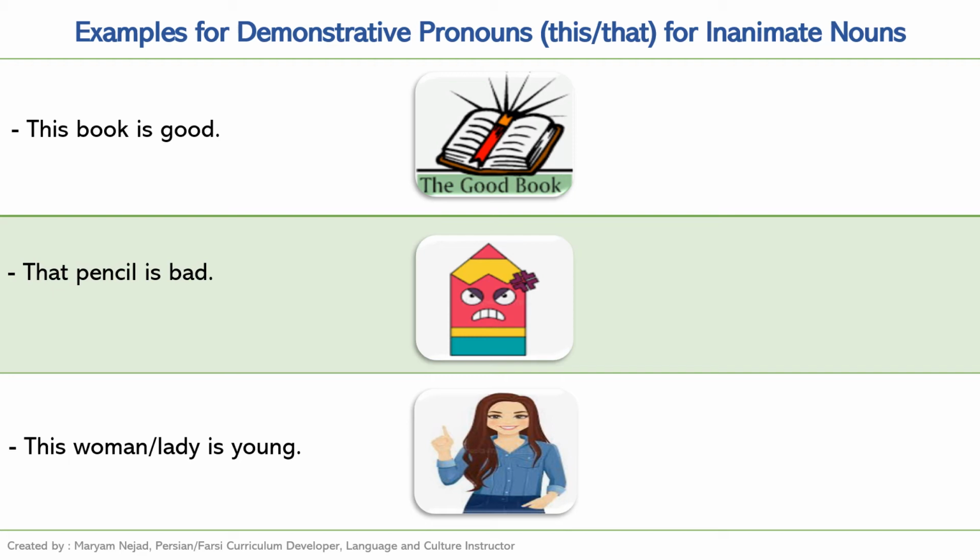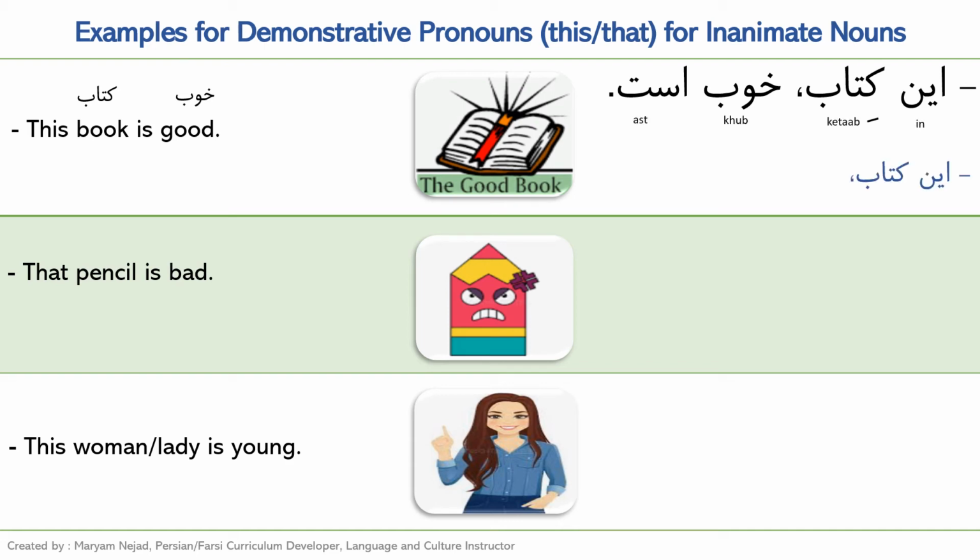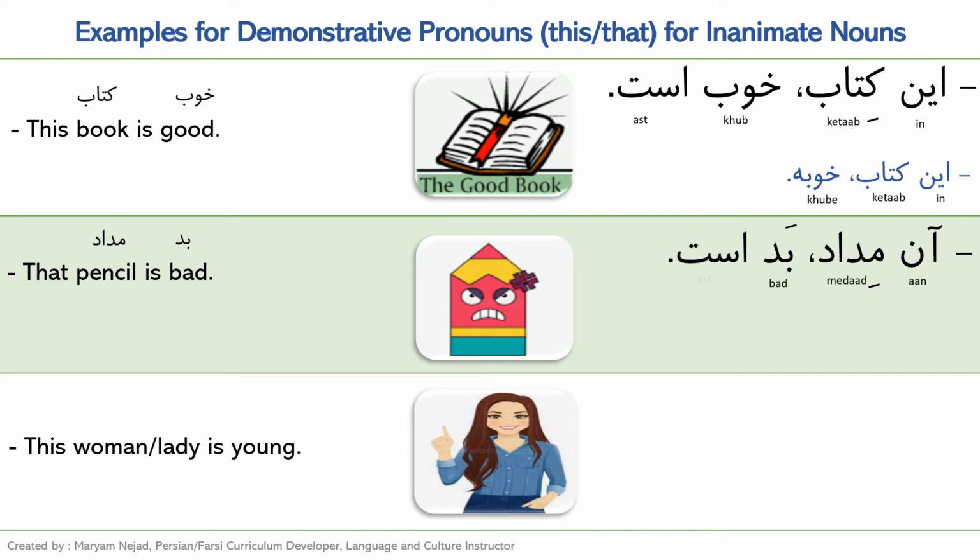Let's take a look at a few examples here. So we want to say this book is good. So book is کتاب and good is خوب. So it's going to go as این کتاب خوب است. The informal of this sentence is این کتاب خوبه. Next one, that pencil is bad. Pencil again medad and bad is just bad. آن مداد بد است. And the informal اون مداد بده.